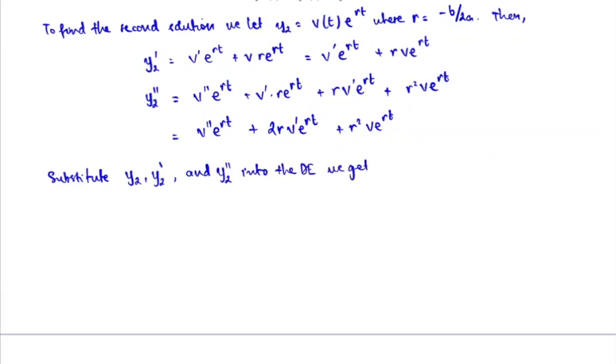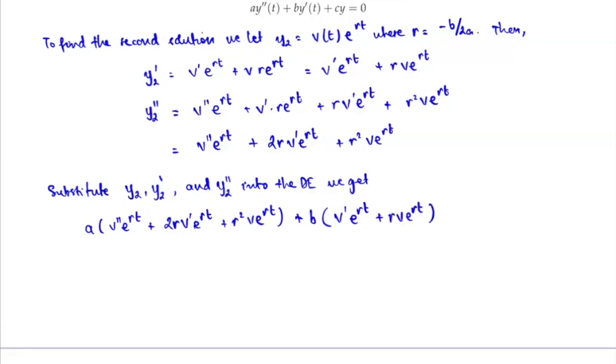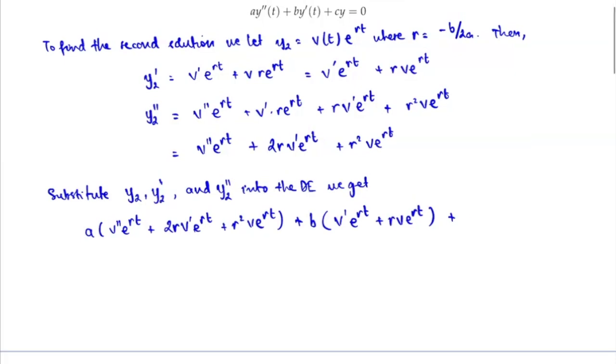We get that. So a times y double prime, that is a times v double prime times e to the rt, plus 2r times v prime times e to the rt, plus r squared times v times e to the rt, plus b times y prime, that is plus b times v prime e to the rt, plus r times v times e to the rt, plus c times y, or c times v times e to the rt, and this is equal to 0.